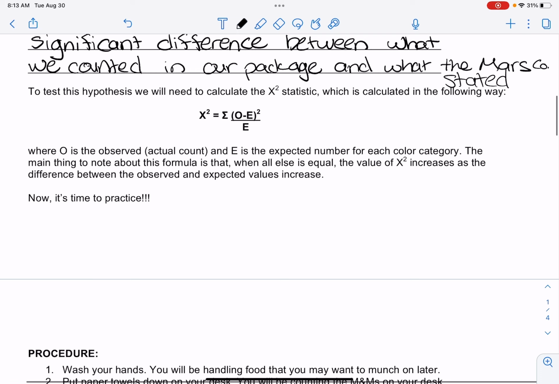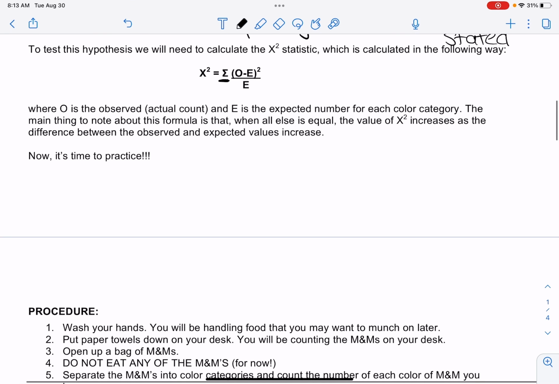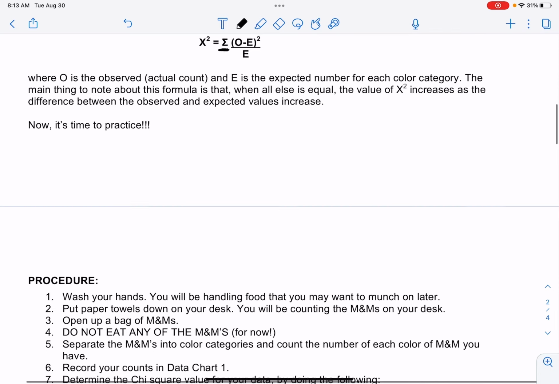Our alternative hypothesis is there is something different between what we counted and what the Mars company stated. And so we need to calculate a chi-square test, this is the equation for it. It's the sum, that's what that little weird backwards E is, of our observed number minus our expected number squared divided by our expected number. So the observed is our actual count, what we actually observed, and the expected is what they said, okay?